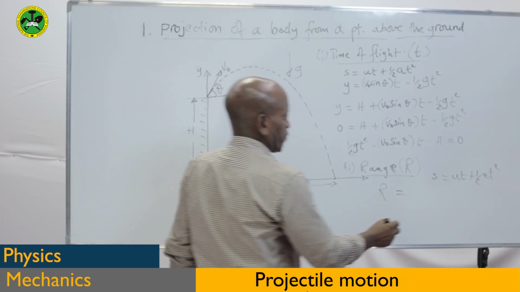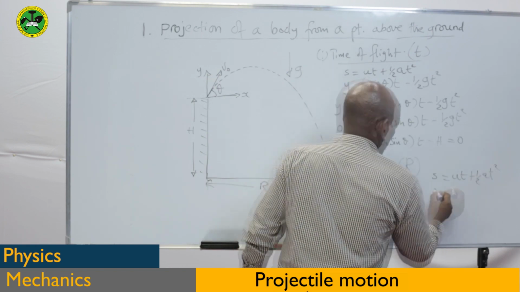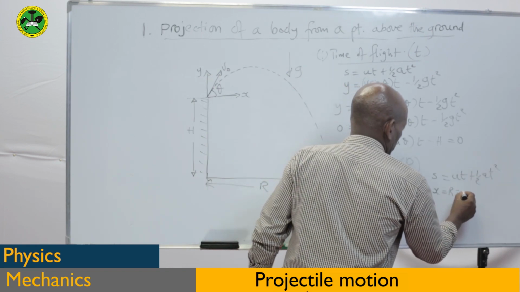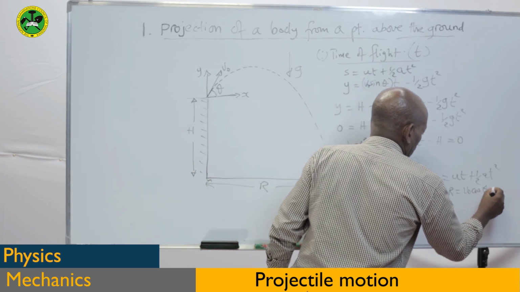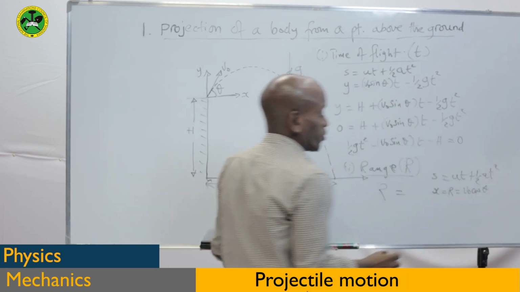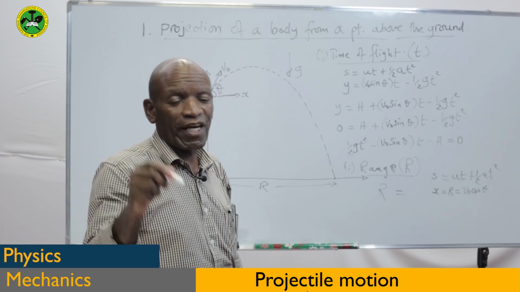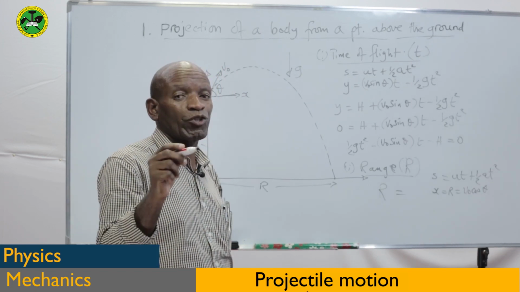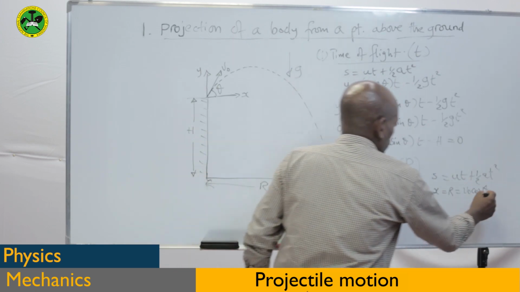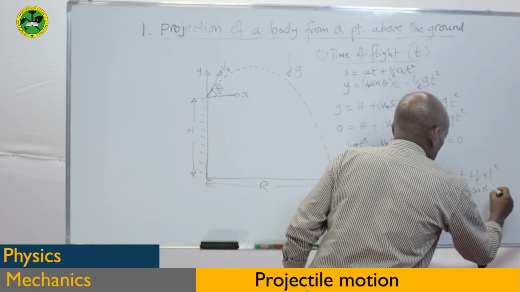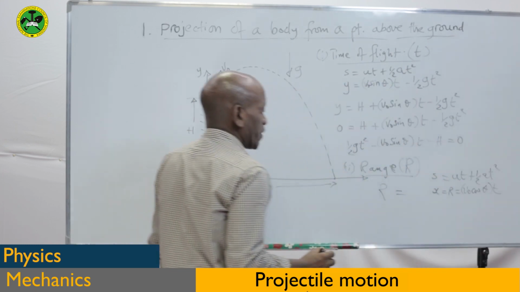For the horizontal component of velocity, our x, which is equal to the range, will just be equal to v naught cos theta. Now the acceleration, g, in the x direction is just equal to 0, so that term doesn't exist. We shall just have this much times t. So this will give us the range.